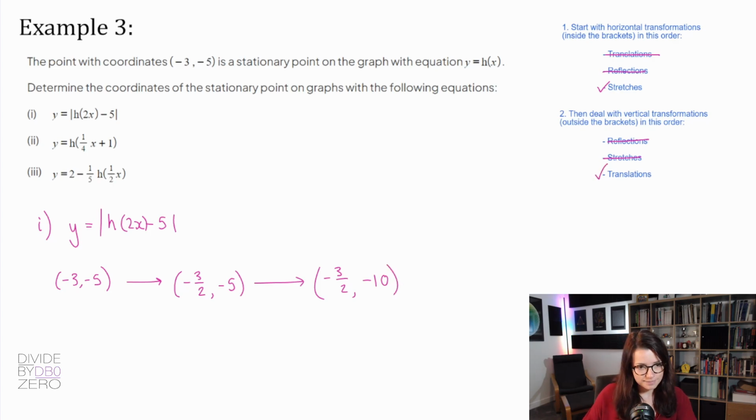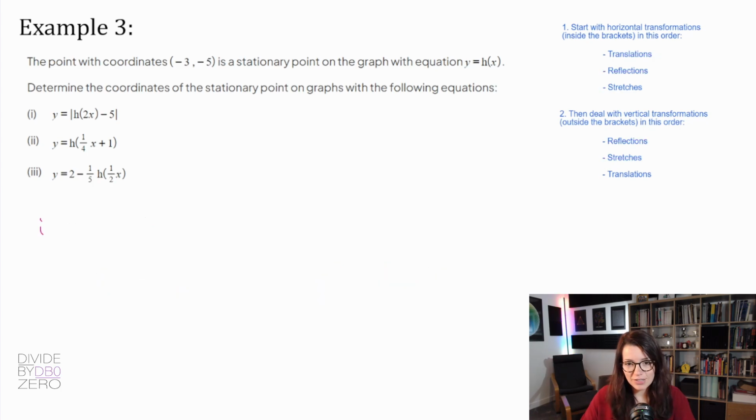So we want to move down by 5, means the point is going to go down by 5, -3/2, -10, which deals with that. And then finally, the modulus, the fact that it's around the entire expression means we're not going to have any negative outputs allowed. So that final point is going to be -3/2, +10. So just to reiterate, the modulus symbol means that any output has to be positive. Let's look at the next part.